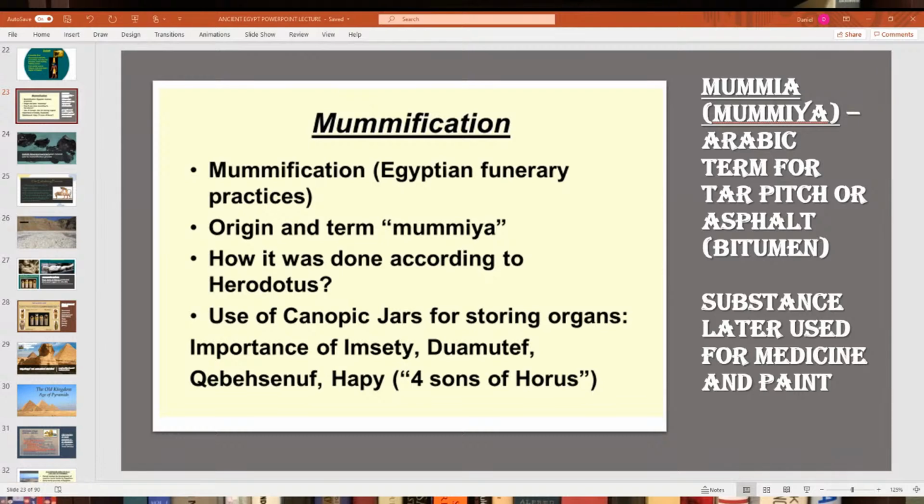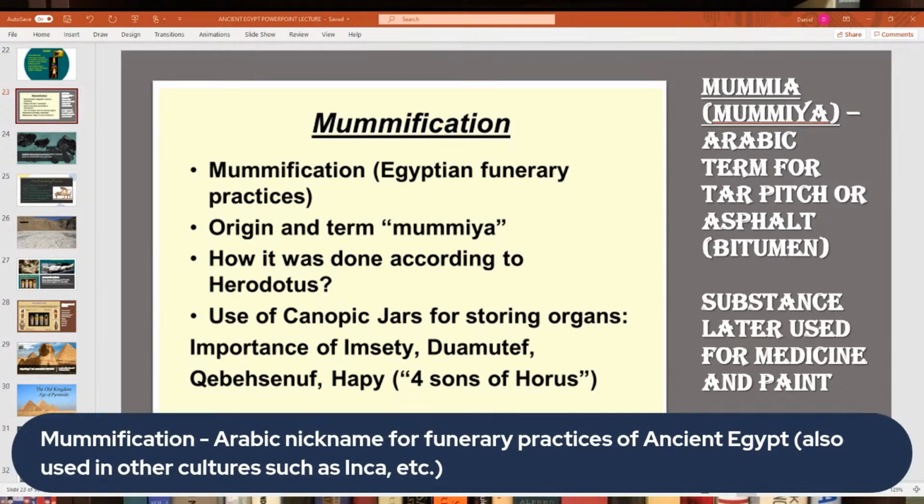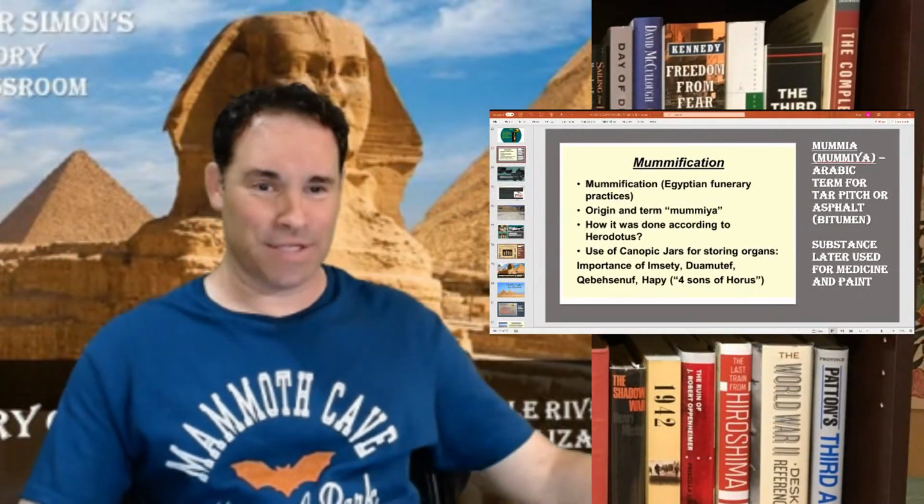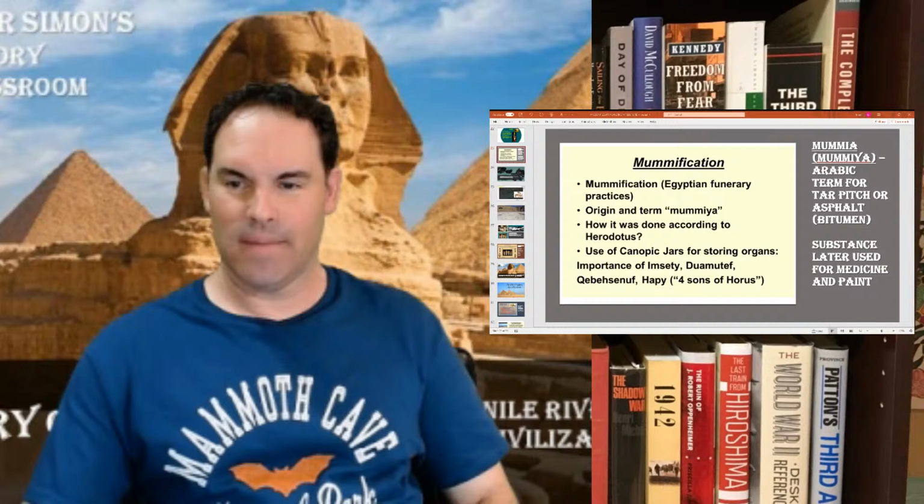Mummification comes from the word mummia, which is an Arabic nickname they started using later when the Arabs took over ancient Egypt a long time ago. They also use it for other cultures like the Incas, because the Incas did the same thing. They preserved bodies in a similar format as well. Also, you'll sometimes see it where they'll find some dead body in a house, and they'll go, "Oh, it's been mummified." So they'll use that term also as well.